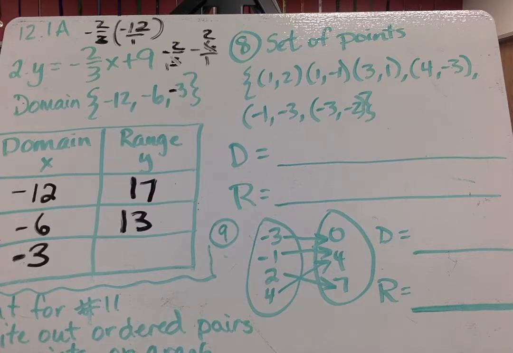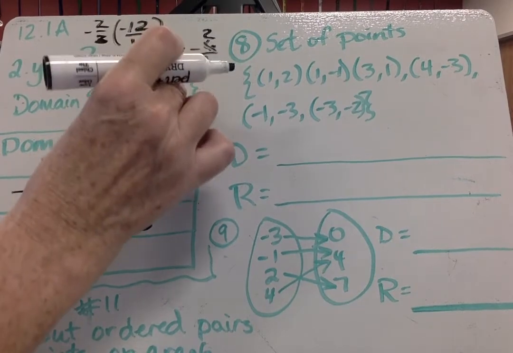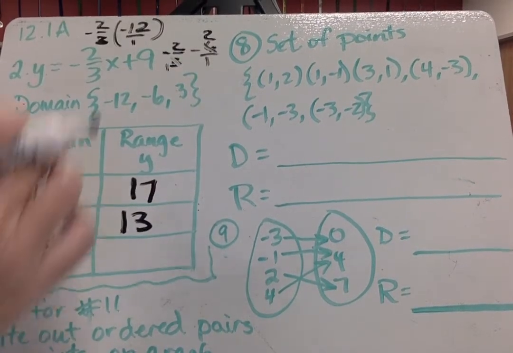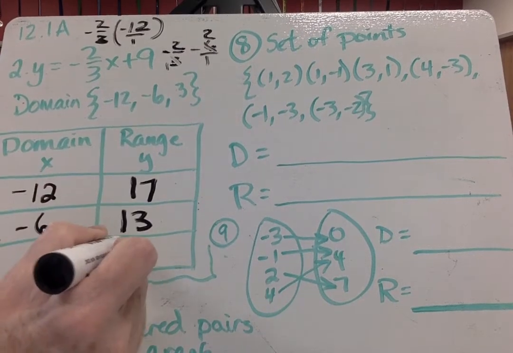So I'm taking negative 2/3 times 3. I get negative 2 plus 9, and that's 7. Okay, so it is just a 3, not a negative 3, as it says right here in the beginning, so I apologize. So we put 3 in there. 3 times negative 2/3 is negative 2 plus 9 will be 7.